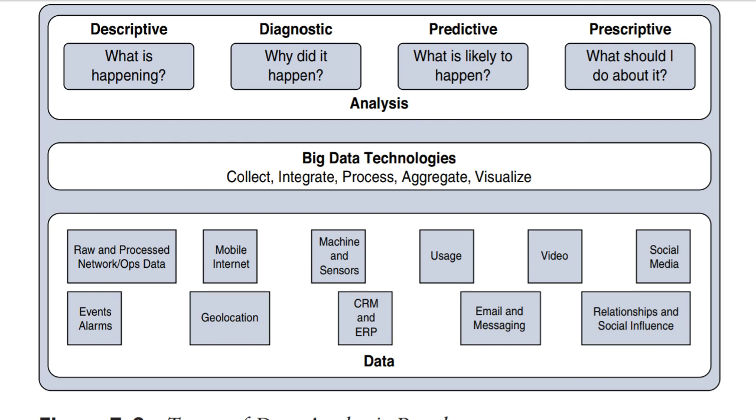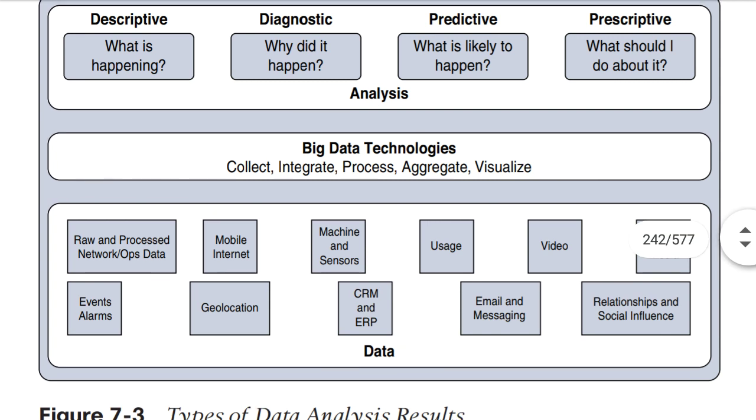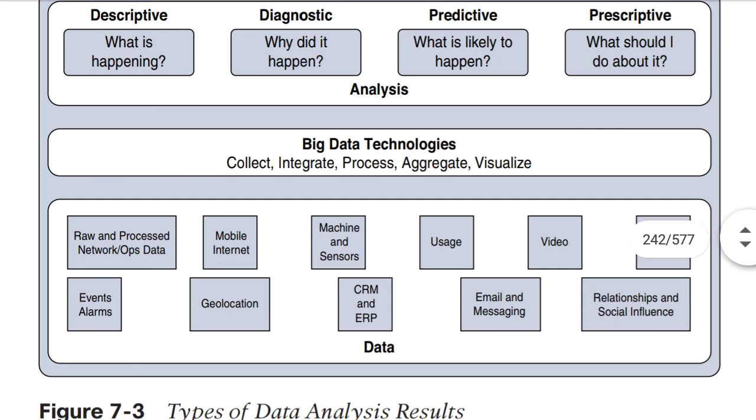And in the data, in terms of raw and processed: networks or OSS data, mobile internet data, machine and sensor data, usage, videos, email and messaging, relationship and social influence, CRM and ERP, geolocations, event alarms. These are what we can call the data.